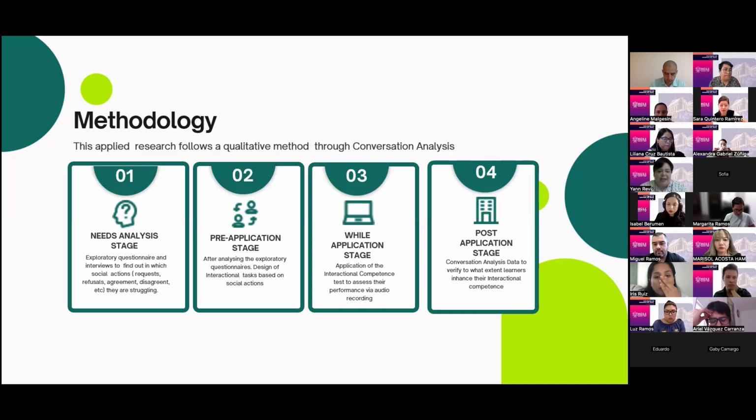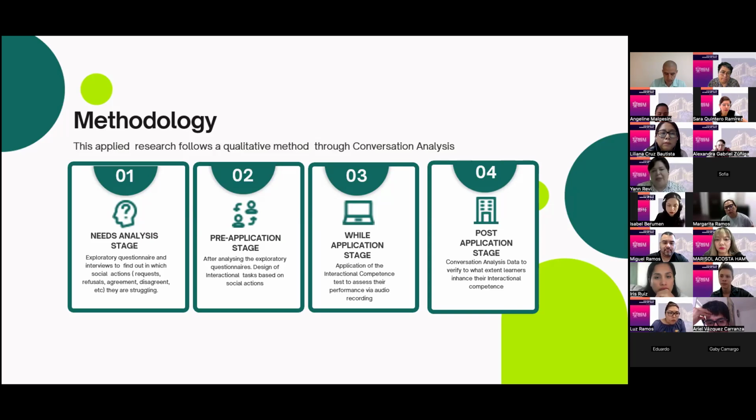my investigation is going to be applied following a qualitative method through conversation analysis. And the methodology that I want to follow is like the model that Professor So Young and David Wade Dye followed. Number one, I need to start with the needs analysis stage, in which I'm going to apply an exploratory questionnaire and different interviews to find out in which social actions my students from the area of administrative and economics are having problems.